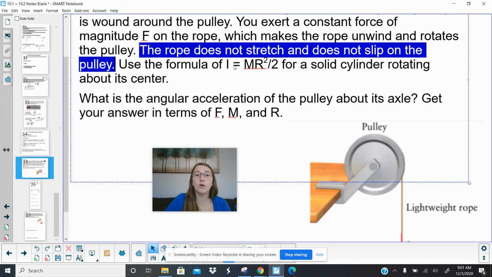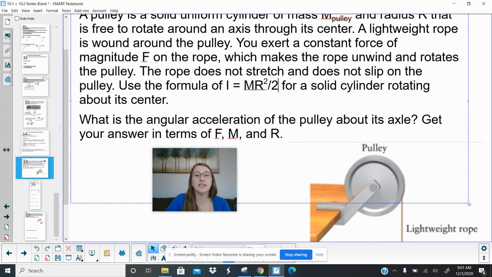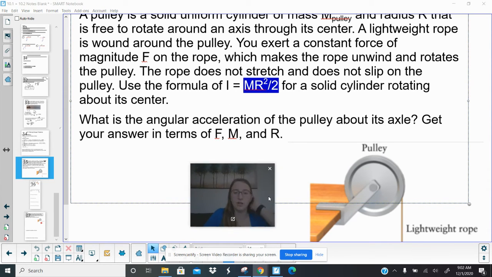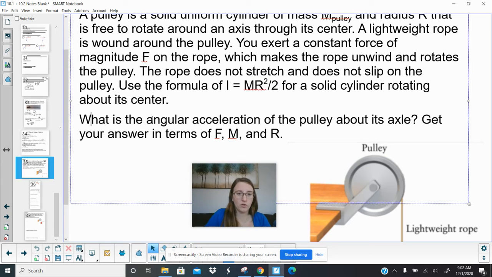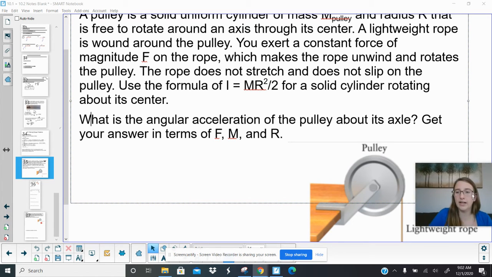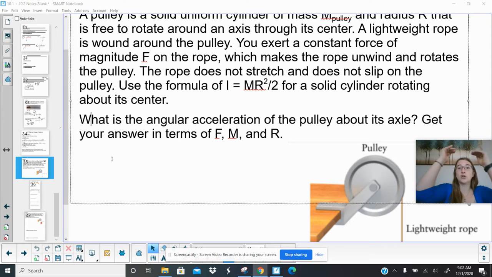Use the formula. Okay, so here again, they're giving us a special formula for rotational motion for this cylinder. They're going to call this pulley a cylinder rotating about its center. So anytime we need to use the rotational inertia, that's the formula we're going to use instead of the general one. So again, we want to write an equation for the angular acceleration of the pulley about its axle. Like I said, we're going to start from the end and then work our way down until we can figure out a starting point.